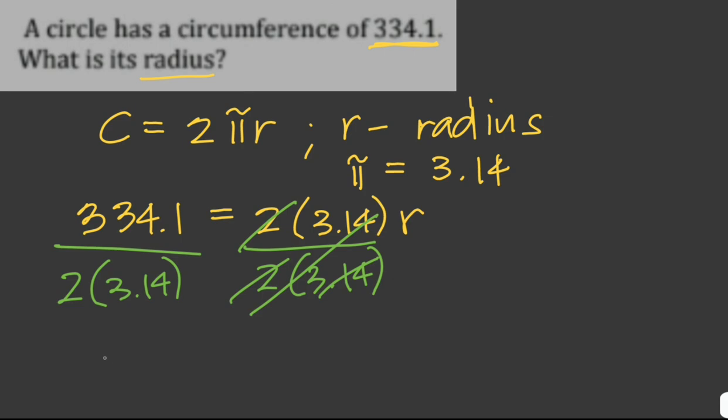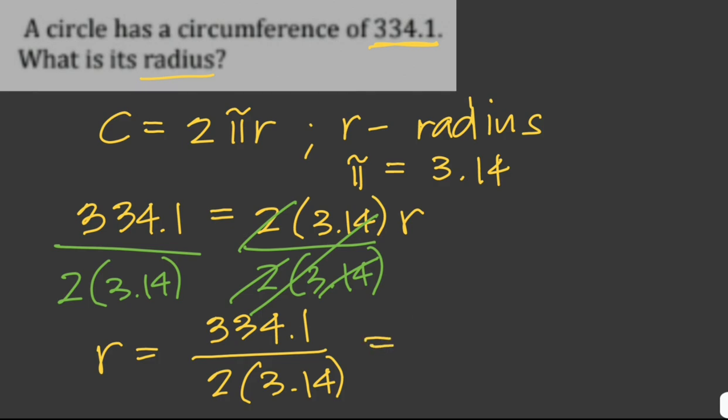and then we're left with the radius equals 334.1 over 2 times 3.14, and that one is equivalent to 53.2. Therefore the radius is equal to 53.2.